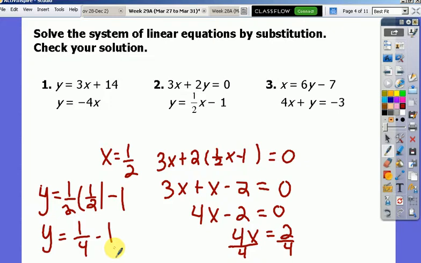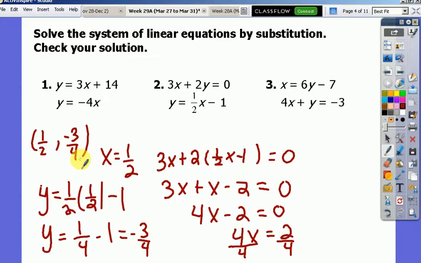3/4? Maybe 3/4, right? That's very good. Okay, so what's my point? Let's see. What's my point? Y is negative 1/2, comma, and negative 3/4. Yes. Questions on that? No. Yes.